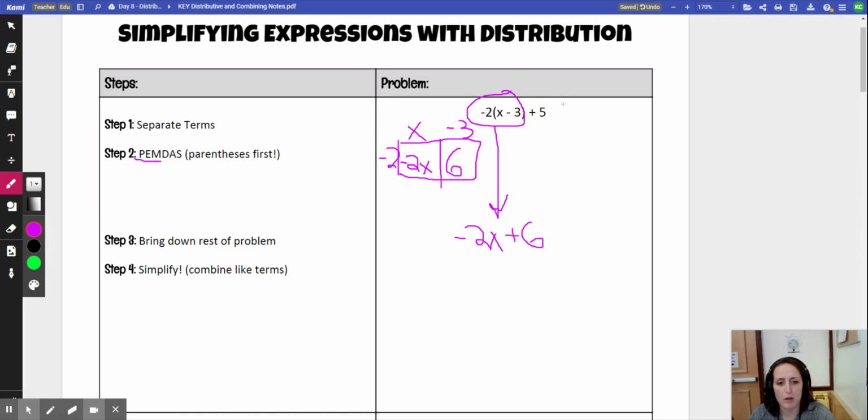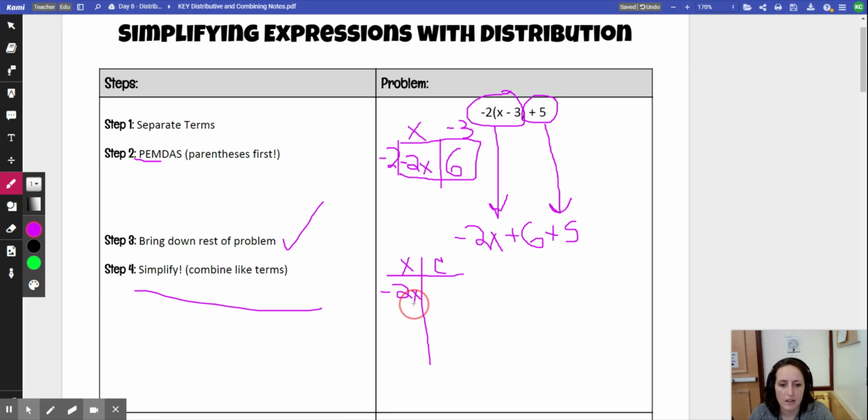But what about my original problem? I've got a +5 here. Well, for now, it just comes along for the ride. Once you've completed your distributing and you've brought down the rest of the problem, it is time to combine like terms and simplify. So you'll make your t-chart. You've got x's, you've got constants. The x's are -2x, and the constants are a +6 and a +5. Add down, you end up with -2x and 11. So your final simplified answer here would be -2x plus, because it's positive, 11.